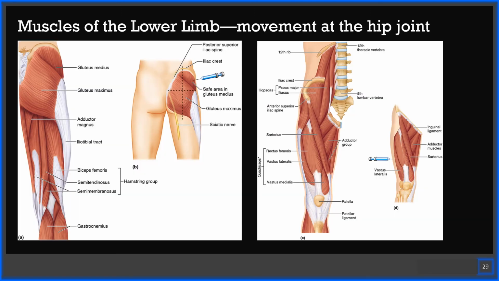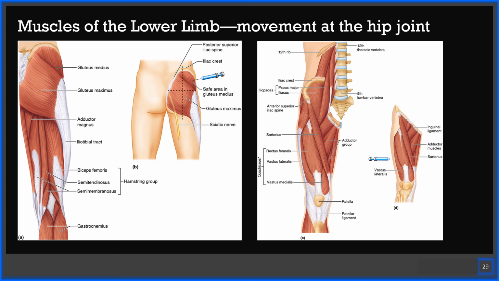Now let's move on to some of the muscles of the lower limbs, the lower extremities. So first we'll talk about the muscles that enable us to move at the hip joint. There's several you can see. The gluteus maximus, gluteus medius. So the gluteus maximus is a superficial muscle of the hip that forms most of the flesh of the buttock.